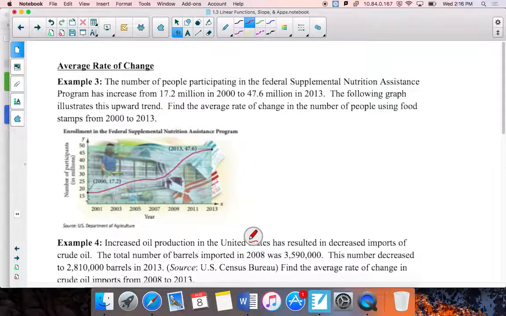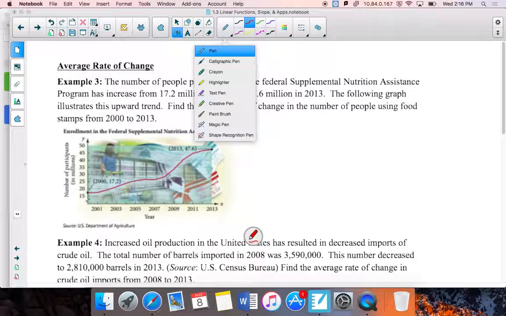All right, example number 3, another word problem here. I'll let you guys read that. If you want to go ahead and pause and read that, that would be great. But I'm going to go ahead and highlight some key pieces of information that we see in this word problem. So read while I'm doing that.